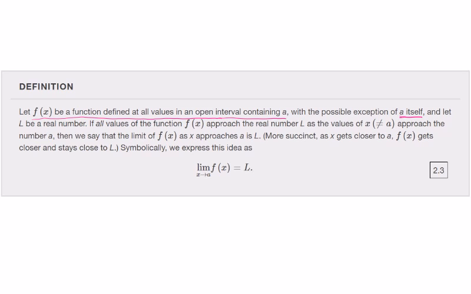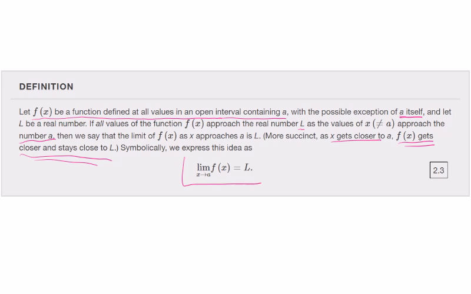And let L be a real number. If all values of the function approach the real number L as the values of x approach the number a, in other words, as we approach a, the limit is whatever L is, then we say that the limit of f of x as x approaches a is L. Another way to say it is, as the input x gets closer to a, f of x, the output, gets closer and stays close to L.